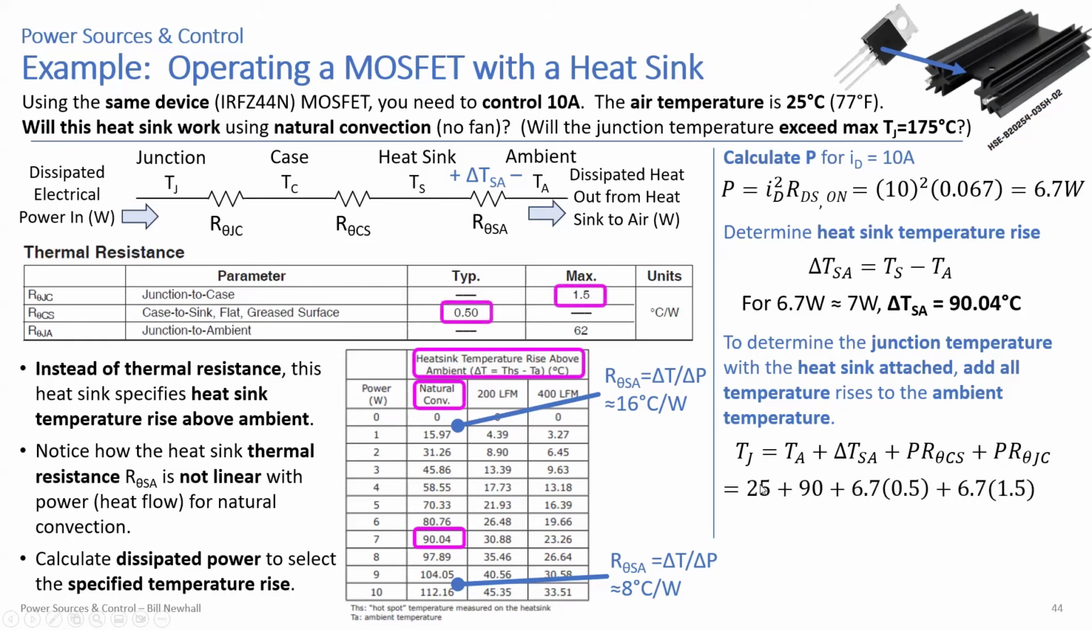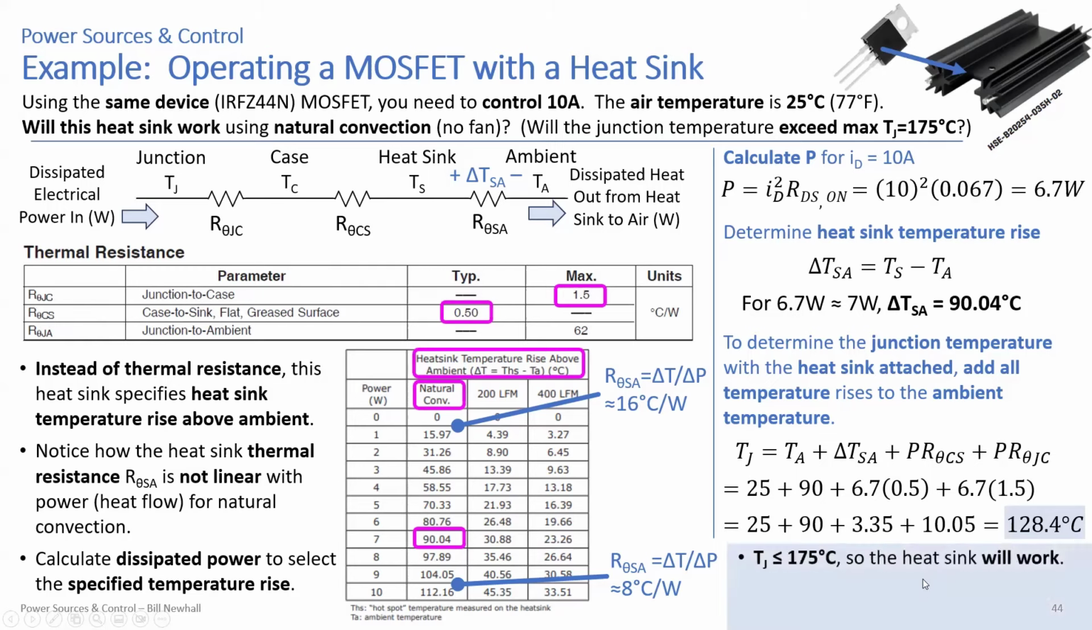So that's 25 plus 90, right? So there's 25, 90 is from the table here. 6.7 times 0.5, that's the power we calculated up top for ID equals 10 amps, times 0.5. Where did I get the 0.5? That's this R theta CS, case to sink, flat, greased surface, 0.5. I'm using the typical value here. And then 6.7 times 1.5, this is the junction to case thermal resistance. And so you get 128.4 degrees C.